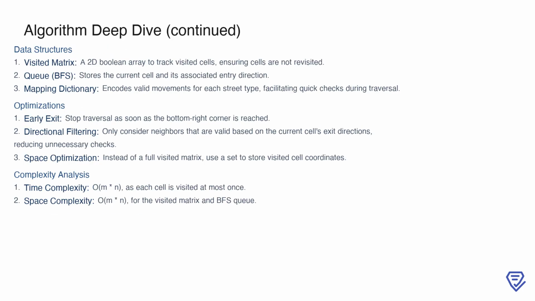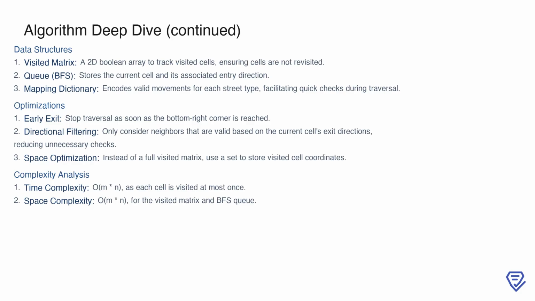To implement this solution effectively, we rely on specific data structures. A visited matrix is used to track which cells have already been processed, preventing redundant exploration. The BFS queue stores the current cell along with its entry direction, allowing us to maintain context during traversal. Additionally, our movement rules for each street type are encoded in a mapping dictionary, enabling quick validation of entry and exit directions. To optimize the algorithm, we can implement early exit by stopping the traversal as soon as we reach the bottom right corner. Directional filtering further reduces unnecessary checks by limiting neighbor exploration to only those that are valid based on the current cell's exit directions.